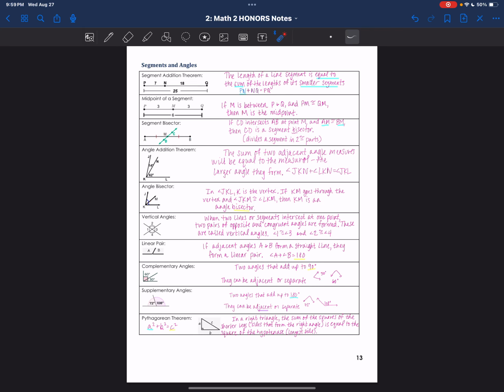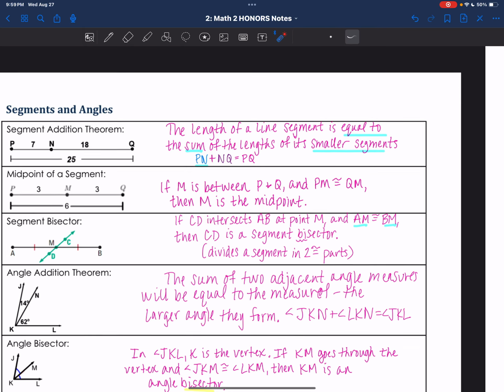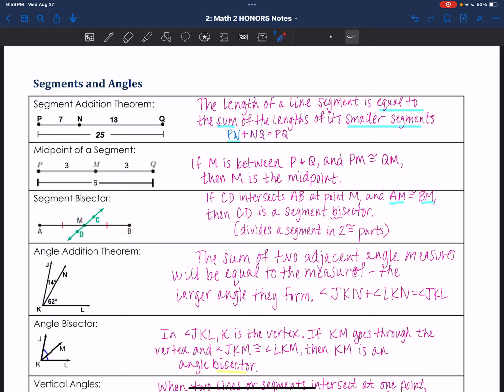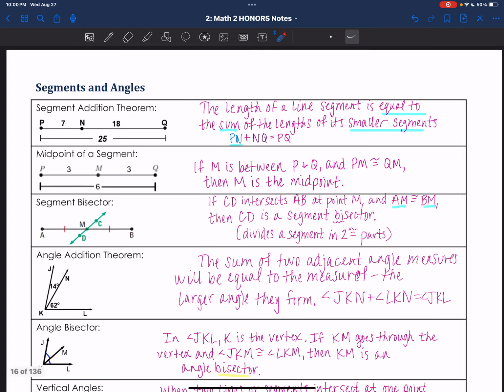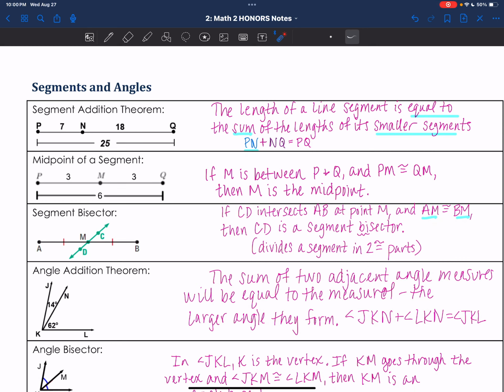All right, this next part is a lot of vocab. You don't have to write exactly what I have. You can put it into your own words, but this is segments and angles. So when you're doing segments and angles, the first one is the segment addition theorem. So that's saying the length of the line segment is equal to the sum of the lengths of the smaller segments. So in my example, I have PN plus NQ equals PQ, which basically makes sense. This smaller one plus this smaller one, those two are going to equal the longer segment.